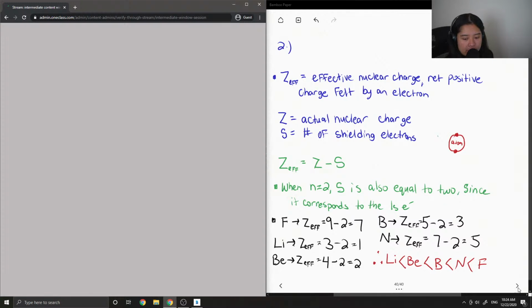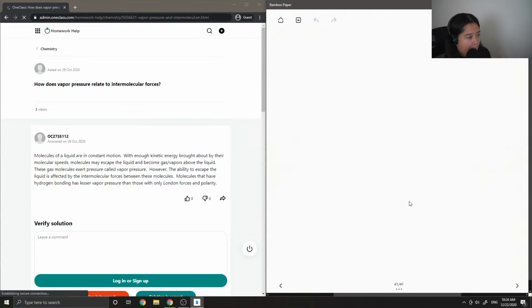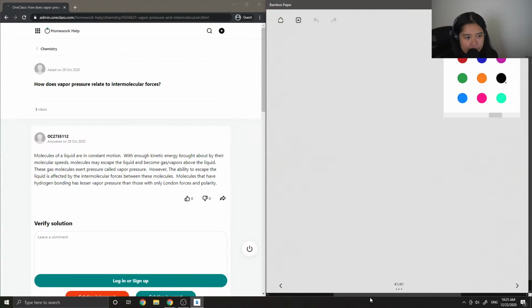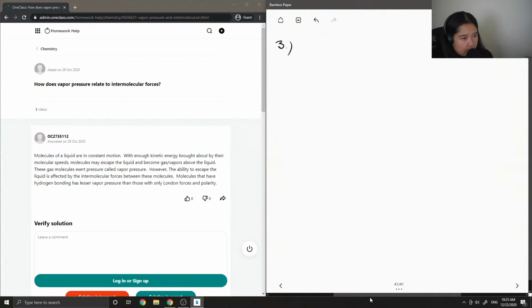Okay, so on to question number 3. How does vapor pressure relate to intermolecular forces? Okay. So first, let's define what vapor pressure is. This is the pressure that is exerted by gas molecules.